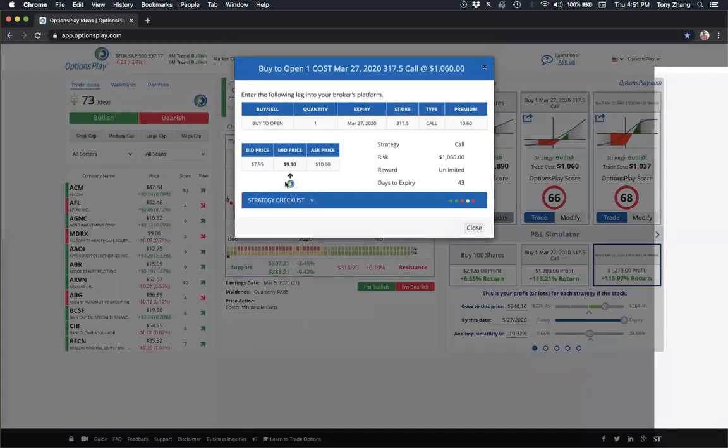Let's say you were bullish on Costco. This has a very wide spread, 7.95 by 10.60. This is where I would be very careful. I would start at the midpoint around 9.30. I'd move to 9.35, 9.40.